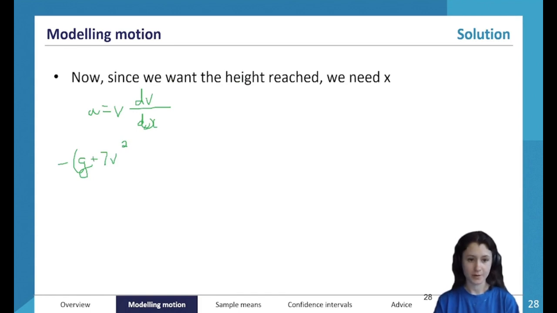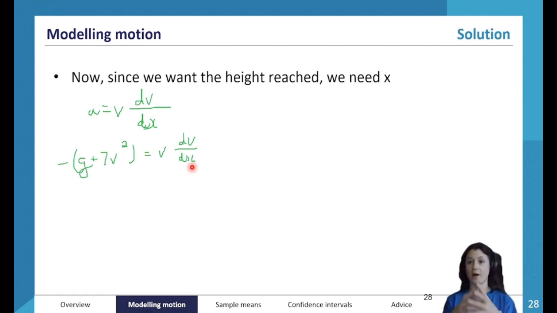Alright, plus, sorry. And this is going to be equal to v dv/dx. Alrighty. Now, we want this x right here. We want x equals, because that will give us the height. That's exactly what we want. So we want to somehow extract that x out of things. How can we extract that x out of things? Well, we have a differential equation there. So the first thing we're going to need to do is solve that differential equation.